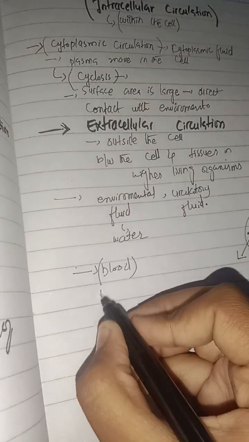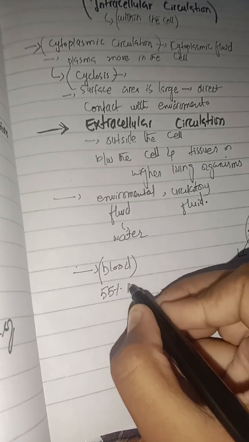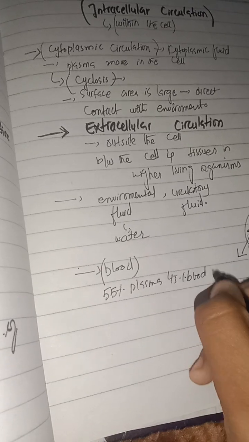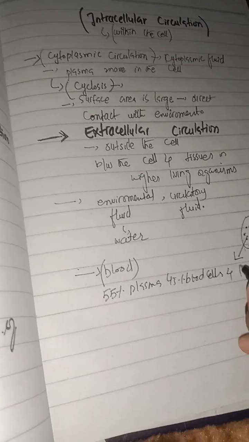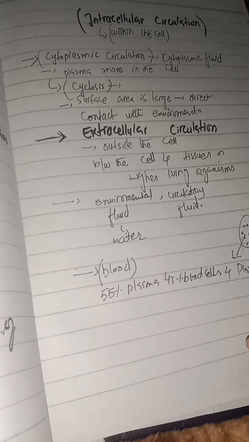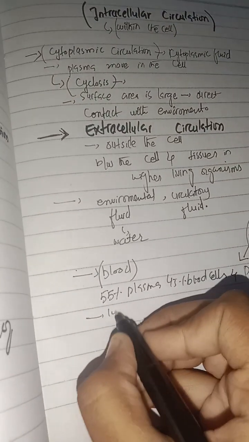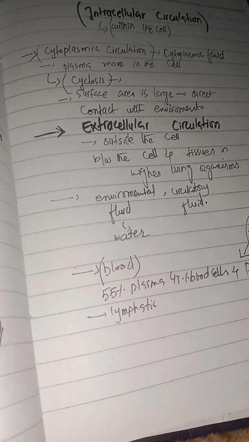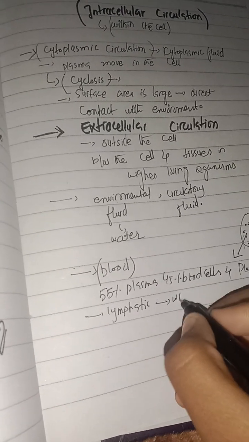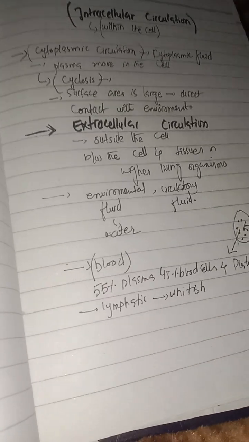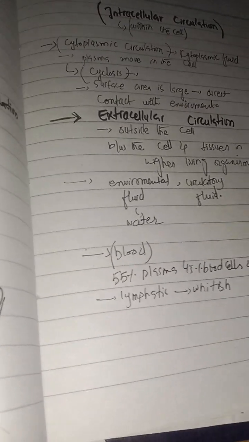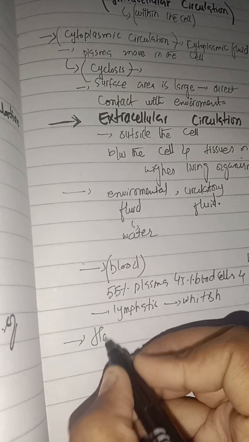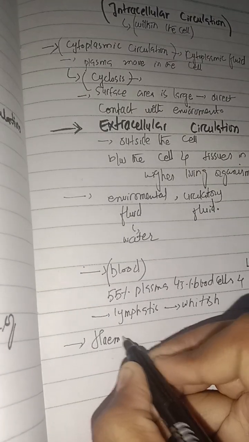In blood, 55% is plasma and 45% is blood cells and platelets. Lymphatic fluid is a whitish fluid containing white blood cells. Now hemolymph is also a circulatory fluid.